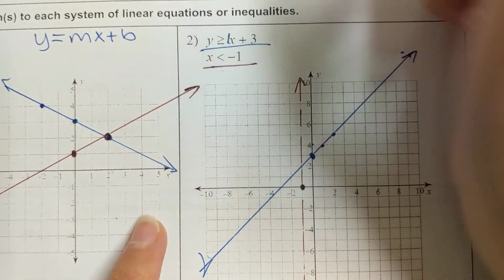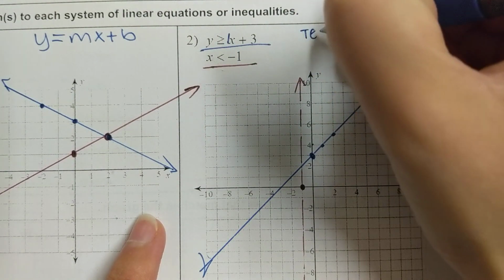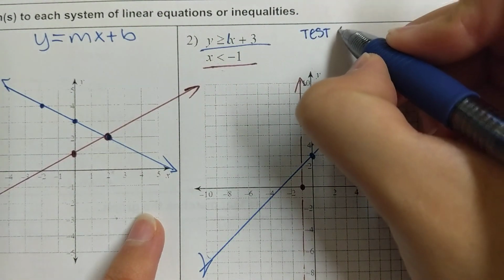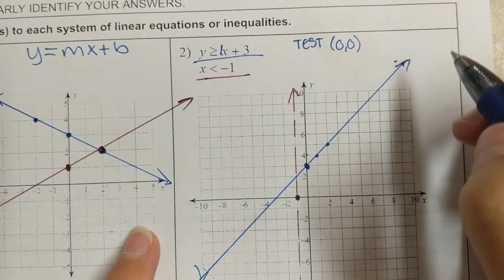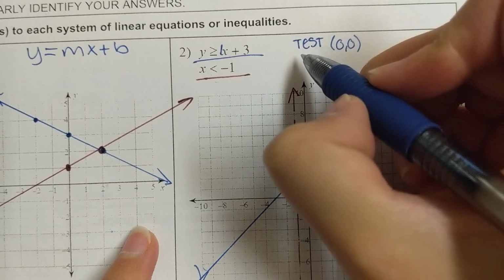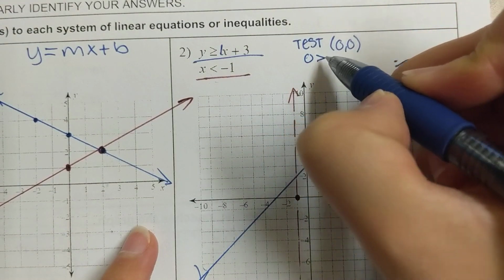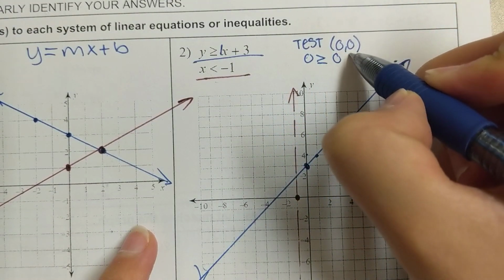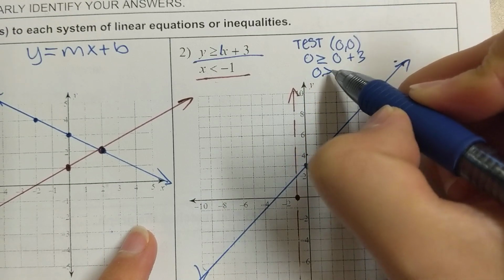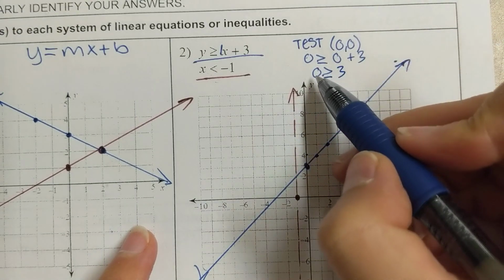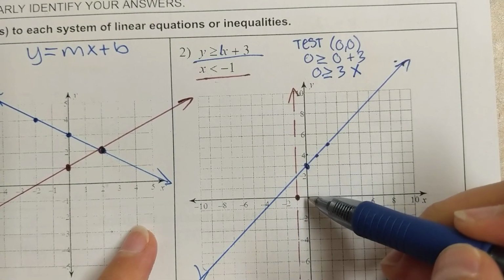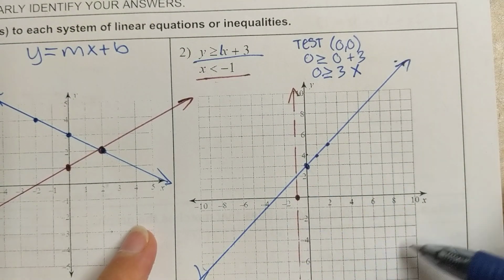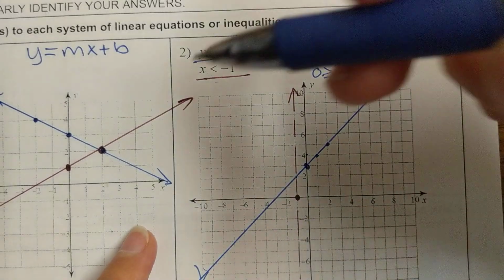All right, well, I usually do my shading before I draw the next line, but we'll just do it now. So y is greater than, I'm going to test a point to see which region I should shade for the blue line. And as long as it's not on the line, you can test any point. So I'm going to test 0, 0. So we have 0 is greater than or equal to 0 plus 3. So 0 is greater than or equal to 3. That is not true. 3 is actually greater than 0. So we do not shade in the region where 0, 0 is. We shade in the other region.